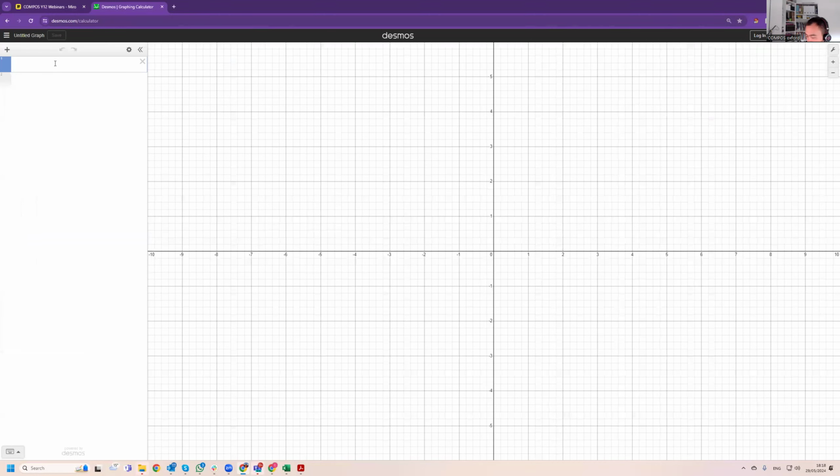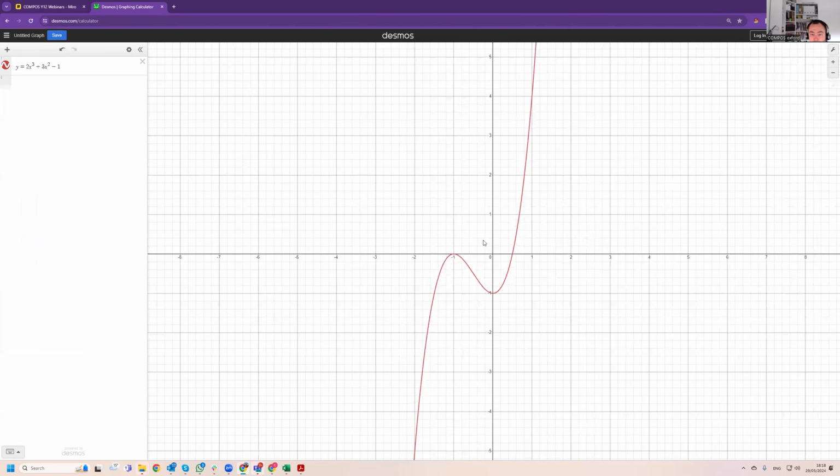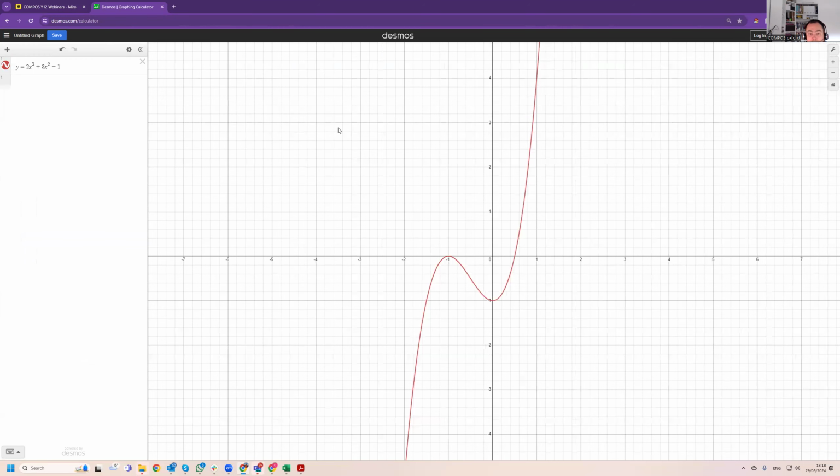Let's double check. Y equals 2x cubed plus 3x squared minus 1. And you can see that indeed graph does look like that.